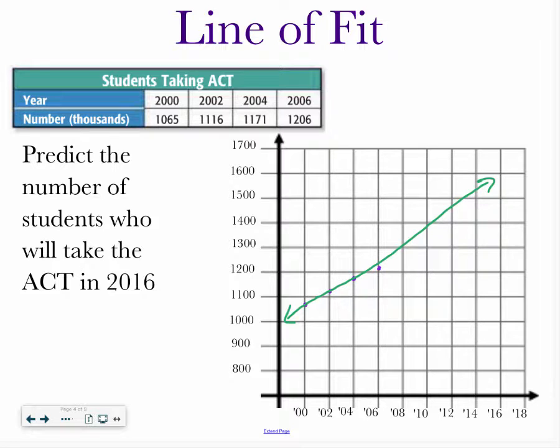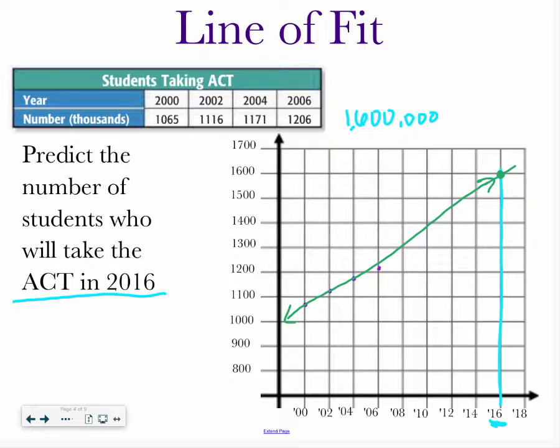And then I want to use this equation to predict the number of students that will take the ACT in 2016. So I go over, I find 2016, I go up, and I see roughly where that would meet my prediction equation. And I end up with about 1,600-ish, and that's in thousands, so we have to add 3 zeros. So that means 1.6 million students take the ACT approximately in 2016.